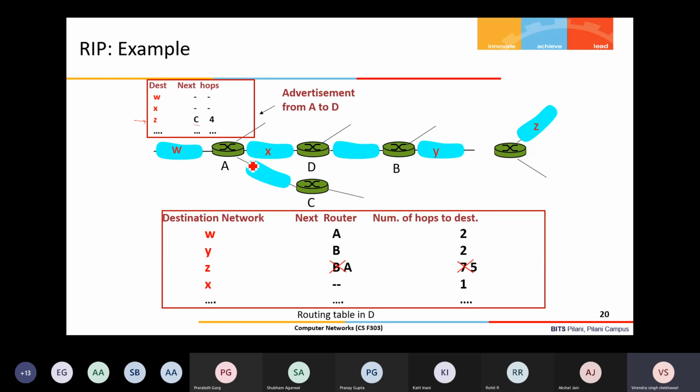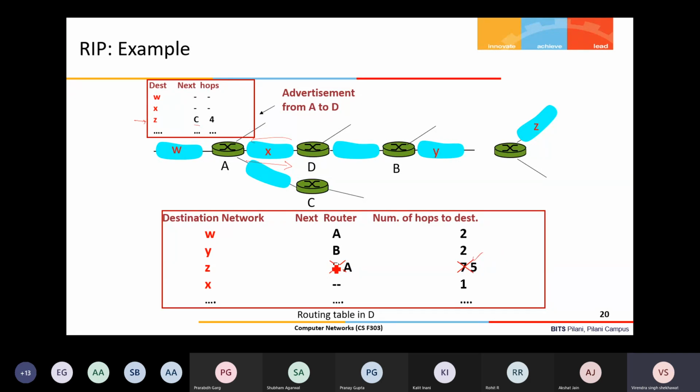So it is basically giving the distance vector, saying that okay, my cost to Z is 4, and D knows that its cost to A is 1 hop. So I can reach A in 1 hop, and then A will take me to Z with a cost of 4. So 4 plus 1, my cost will become 5. That's why 5 is less than 7, so it will make it 5.